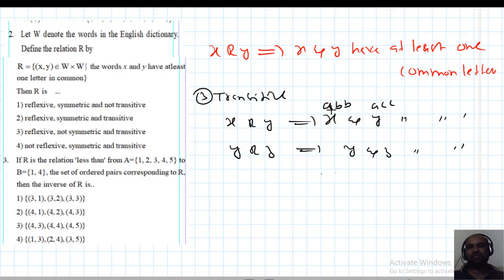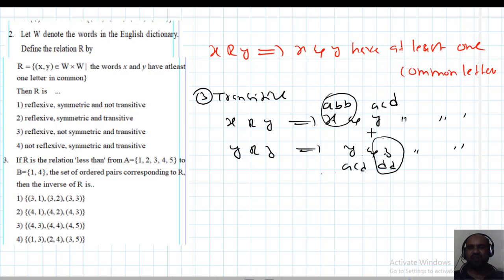See, A is common, no? x and y have one common letter, that is A. Or ACD you can take, that is not a big problem. y is taken as ACD. So z I am taking as, observe students, D something, just DDD. Now observe: x and y have one common letter. y and z have one common letter. But x and z, observe x and z, ABB and DDD, no common letters, no?